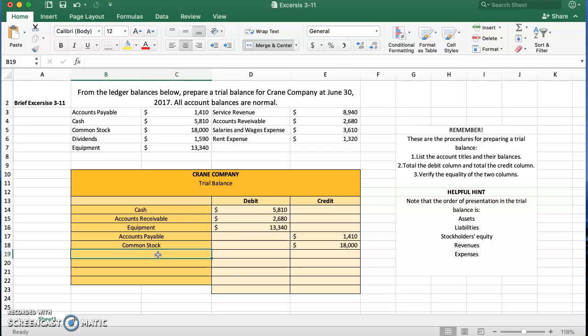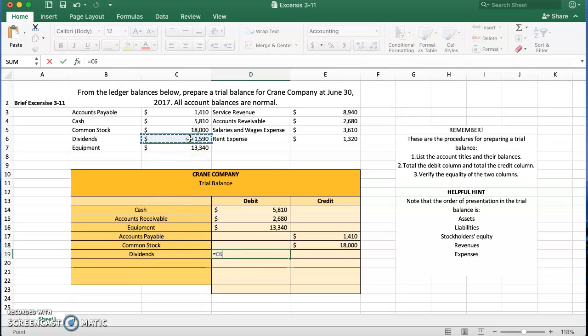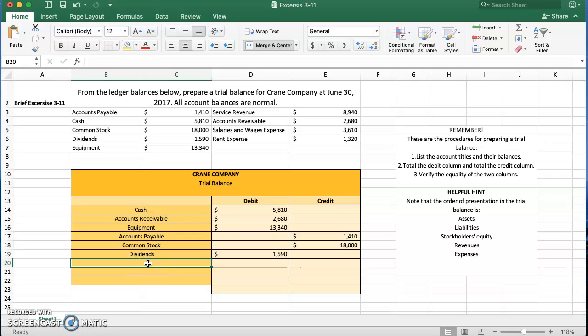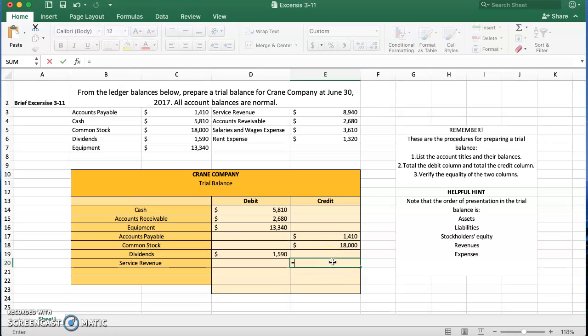Then we'll go on to the dividends, which is a debit, and that is $1,590. And then we move on to revenues, which are service revenue, which is a credit, and that equals $8,940.